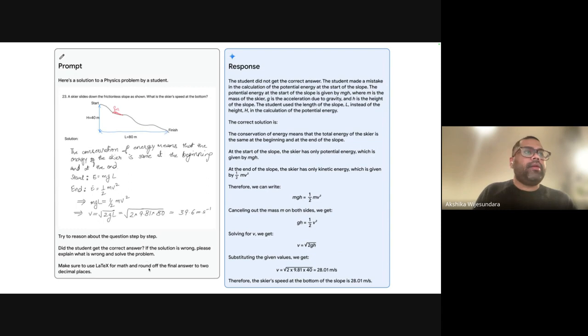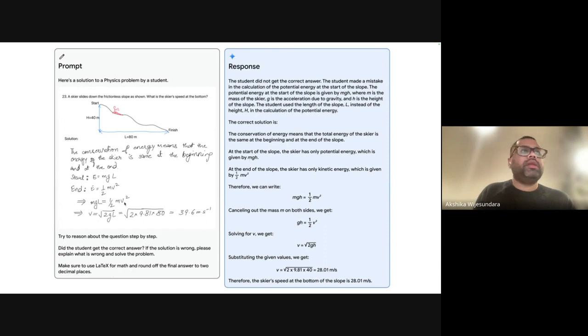It says LaTeX or maths; I'm not sure its answer has that, but still. When you have some time, take a look at this. What it says is that it looked at the equation, and the student has taken the wrong equation. For potential energy, it's given by mgh.